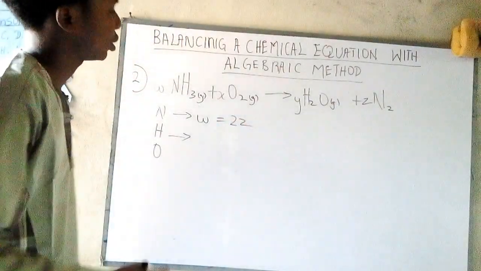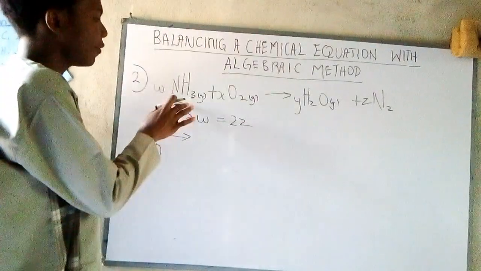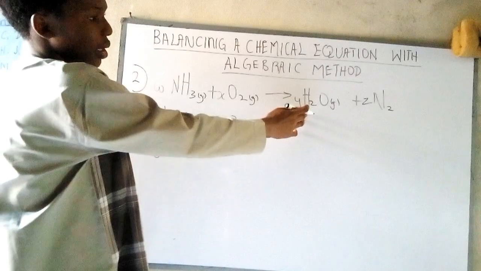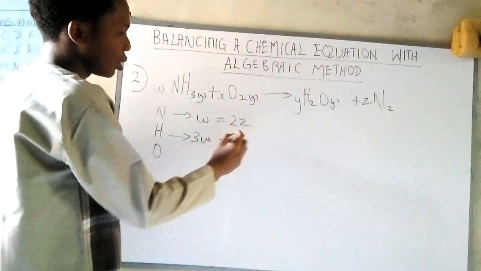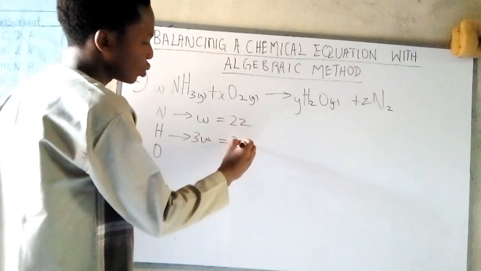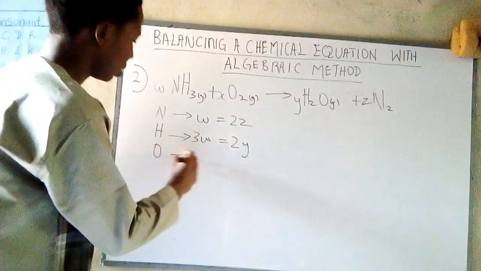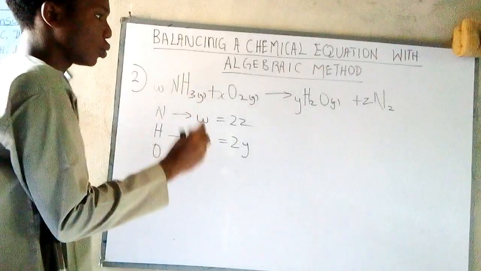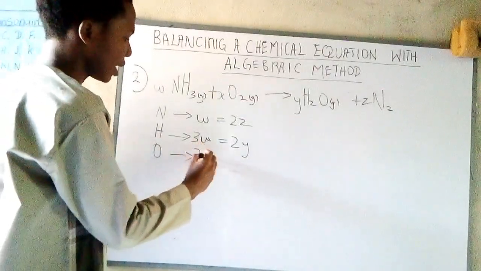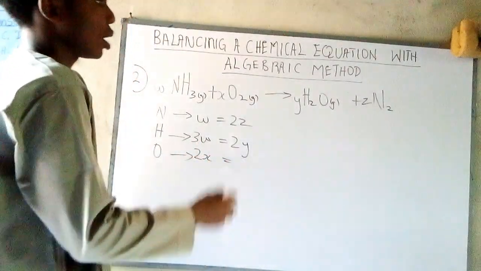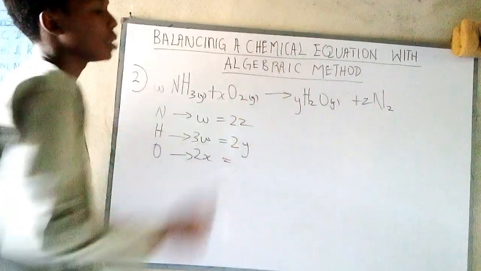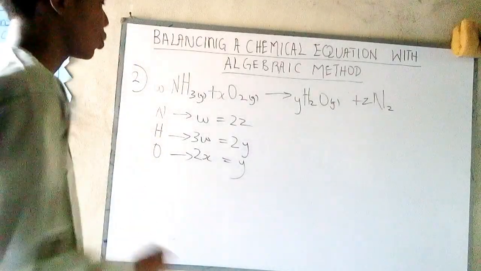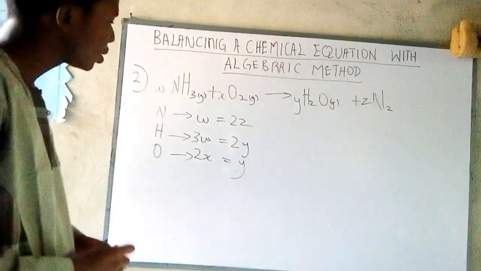Okay, hydrogen. How many hydrogen do we have? We have 3 hydrogen. So we now say 3W is equal to what? How many hydrogen here? 2 hydrogen. So we have to say 2Y. Okay. Lastly, we have oxygen. How many oxygen do we have here? We have 2 oxygen. So we say 2X is equal to what? How many oxygen do we now have here? 1 oxygen. We say Y. 2X equals Y. So now from this, what do we pick?